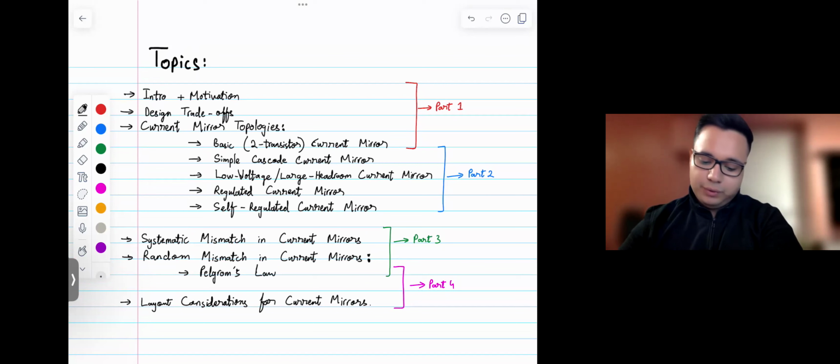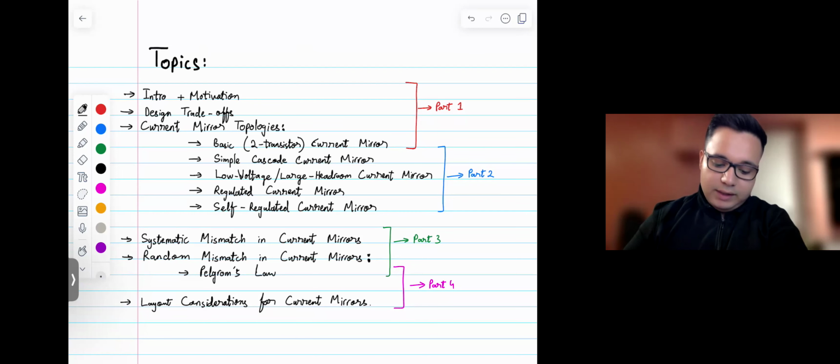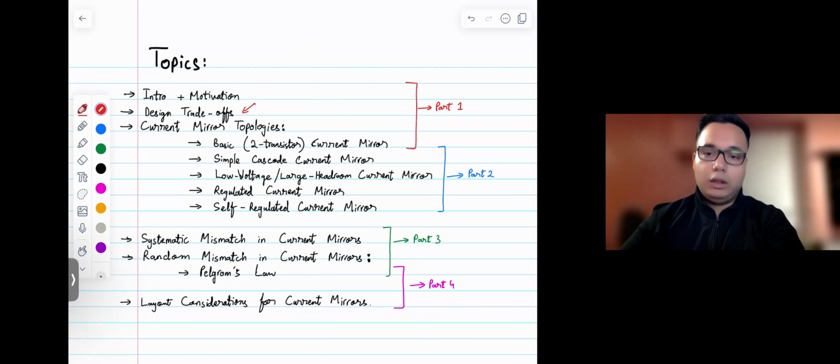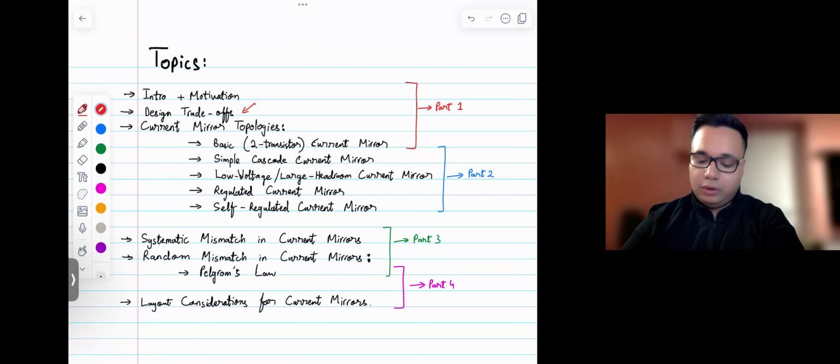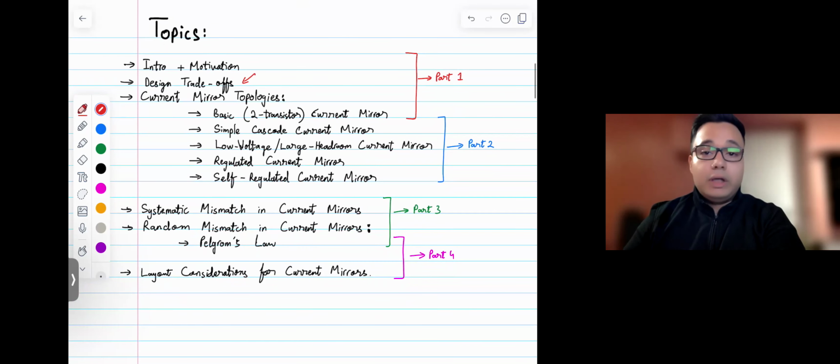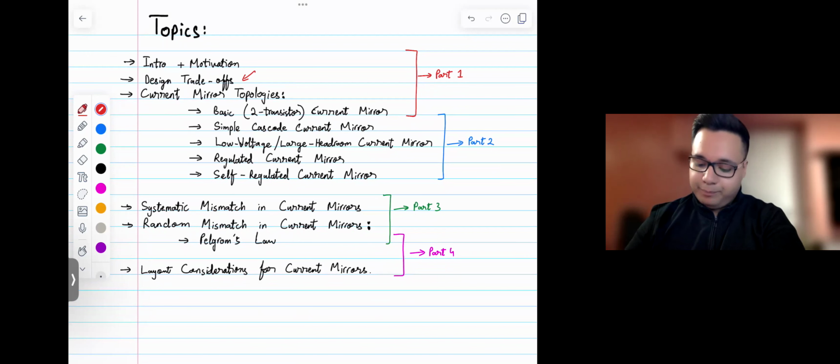We're first going to go through some intro and motivation for current mirrors. Then we're going to talk about some of the design trade-offs that we often encounter while designing current mirrors. And then we'll discuss some of the current mirror topologies: the basic two transistor current mirror, the simple cascode current mirror, a low voltage variant of the cascode mirror, and then a regulated current mirror and a self-regulated current mirror.